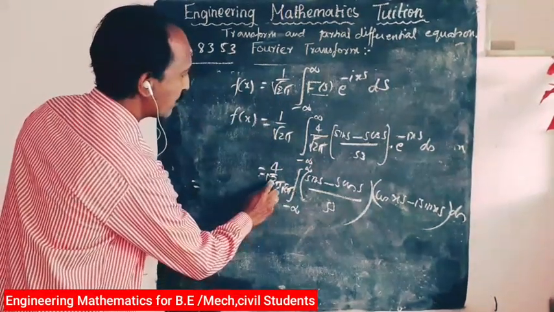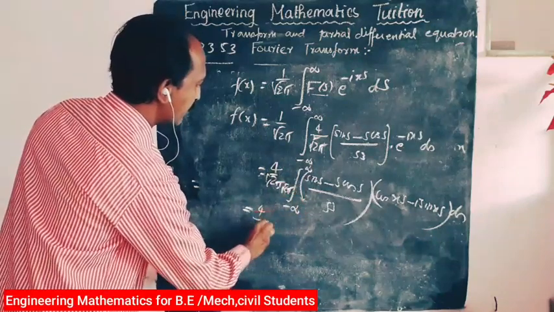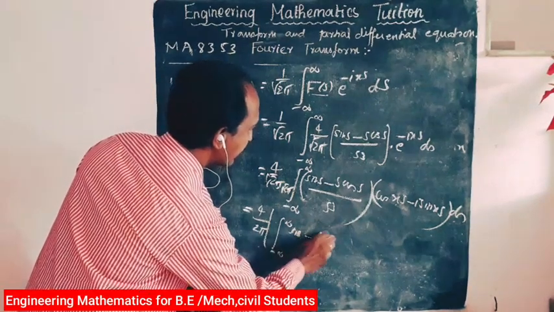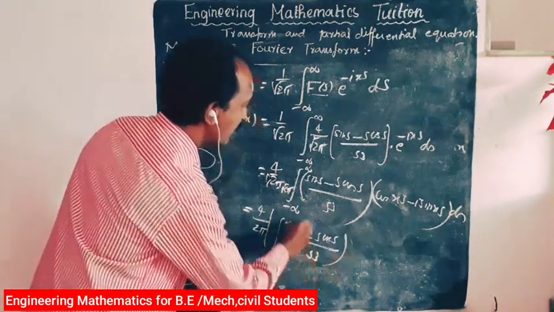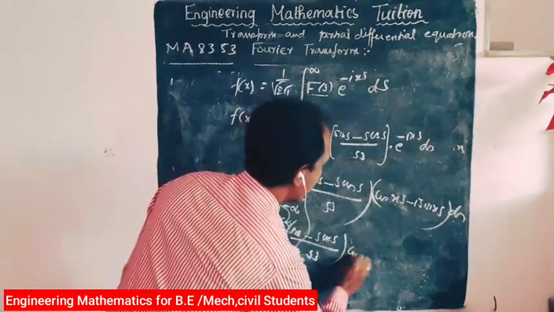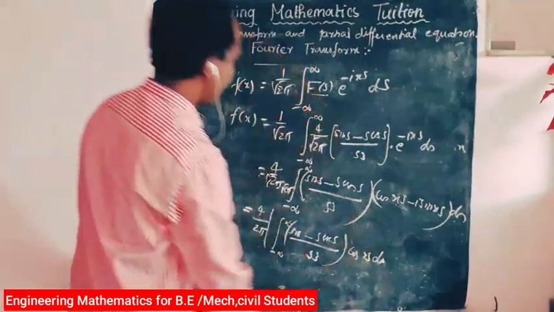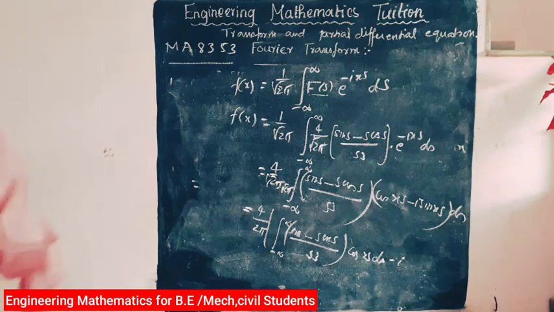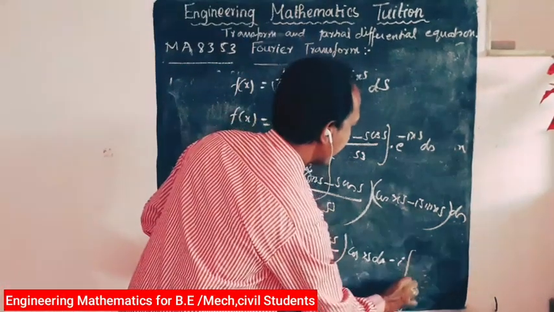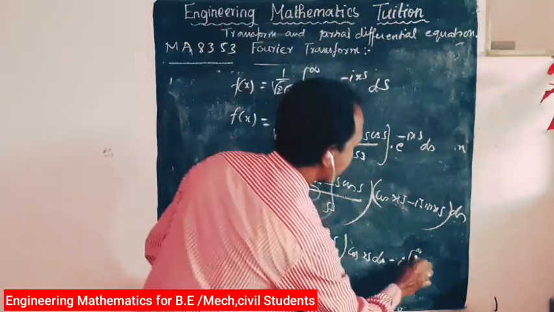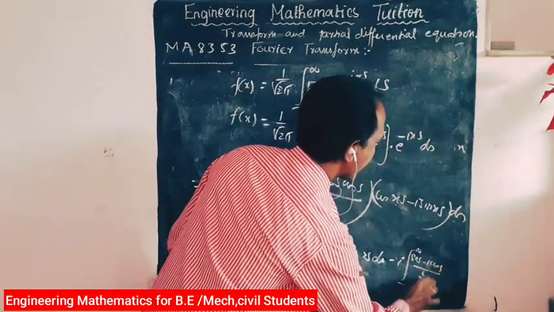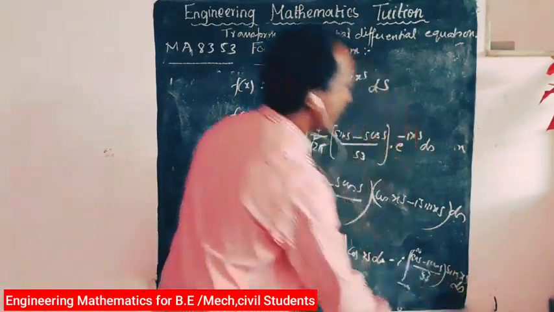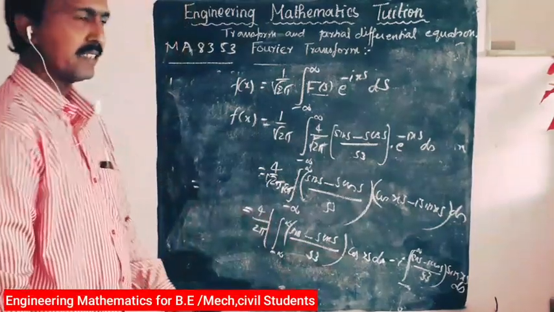So that is equal to root 2 pi into root 2 pi, that is 4 by 2 pi, integral from minus infinity to plus infinity of sin s minus s cos s by s cube into cos x s ds, then minus i into integral from minus infinity to plus infinity of sin s minus s cos s by s cube into sin x s ds. Okay, so this is the real part, this is the imaginary part.